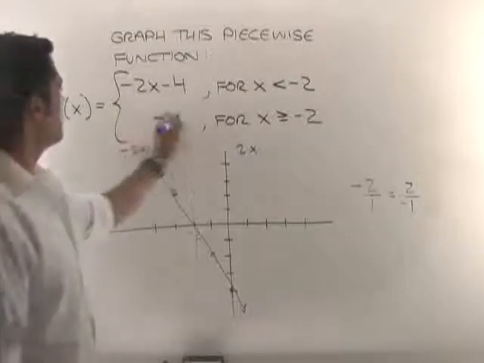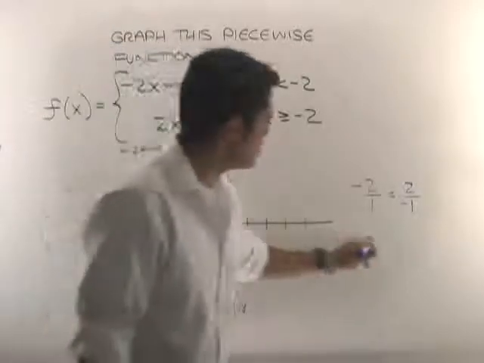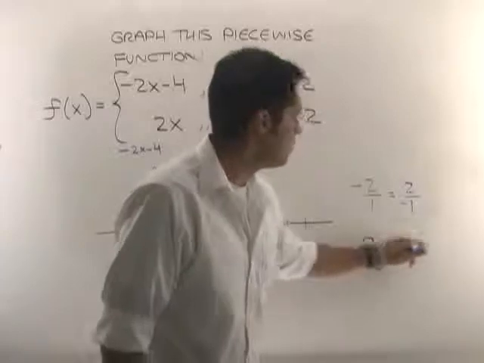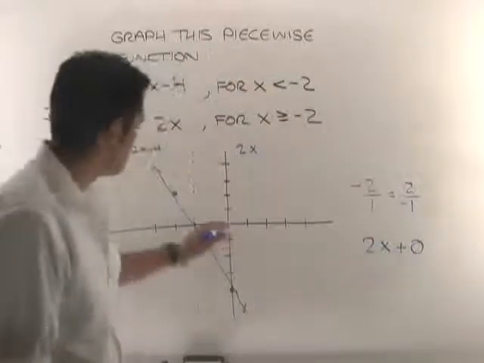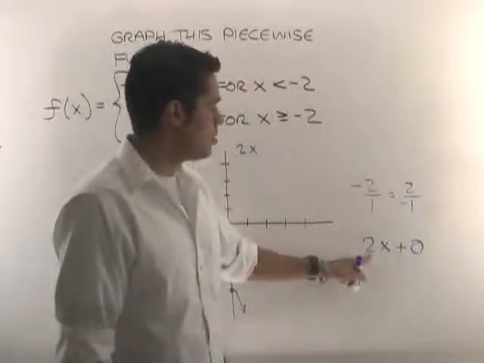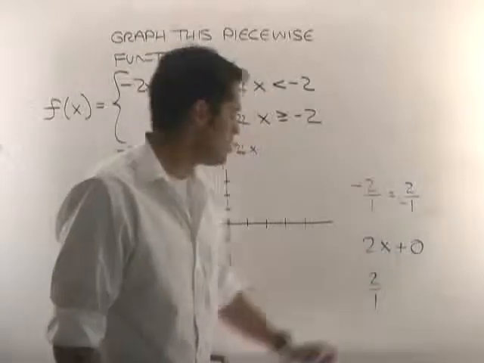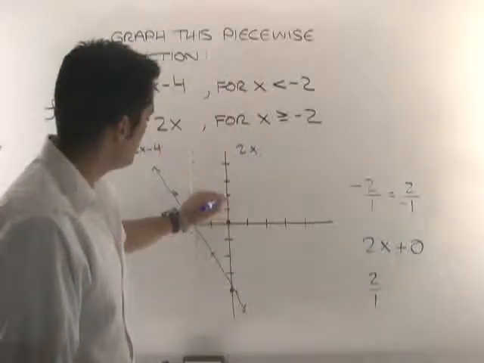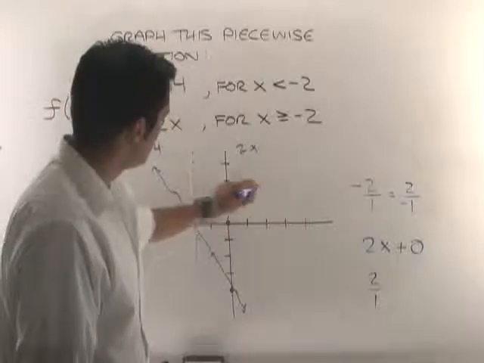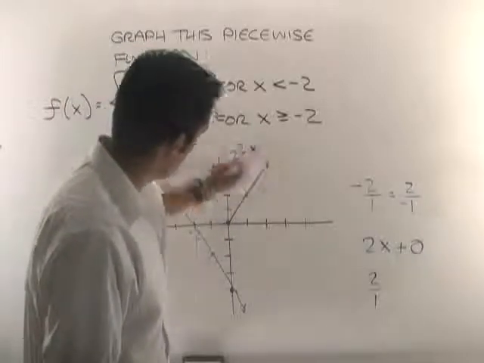Now what I'm going to do is graph this, 2x. Now remember, 2x is like 2x plus 0. So we have a y-intercept of 0 here. And its slope is 2, which is the same as 2 over 1. So to get to another point, I go up 2 to the right 1. Up 2 to the right 1. So I've got this line like this.